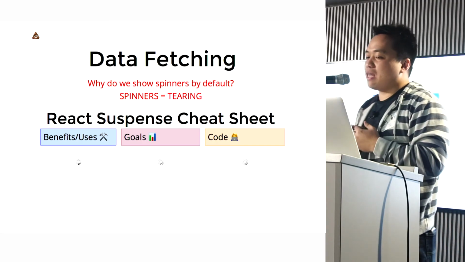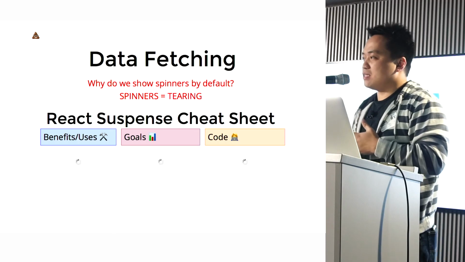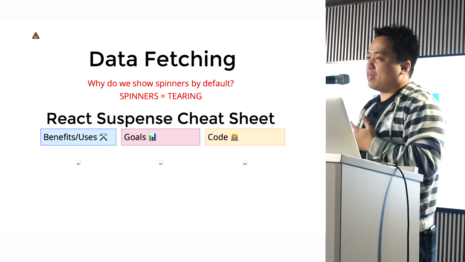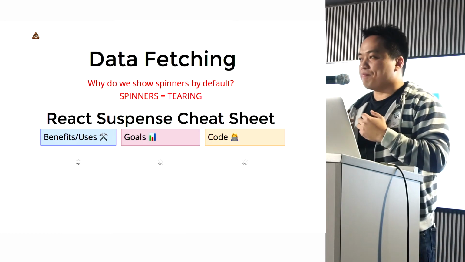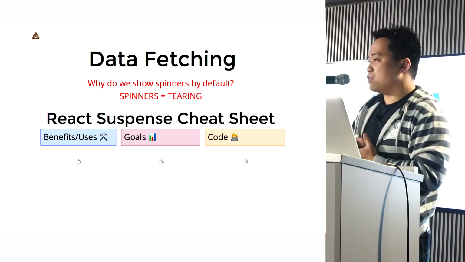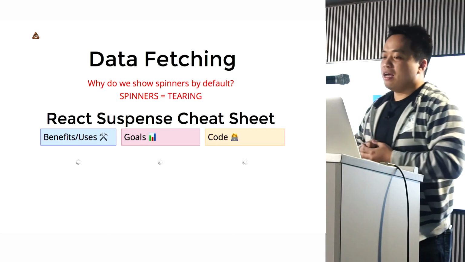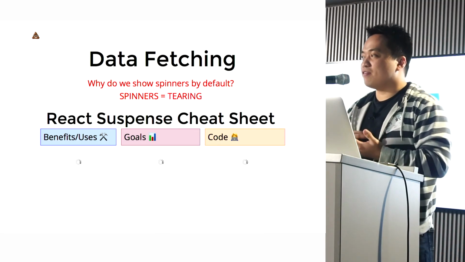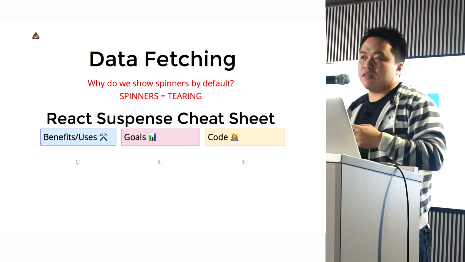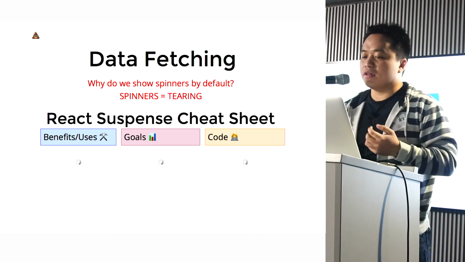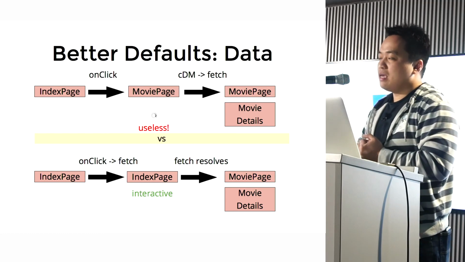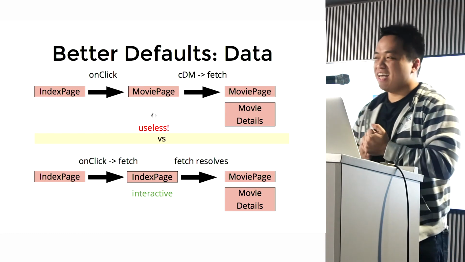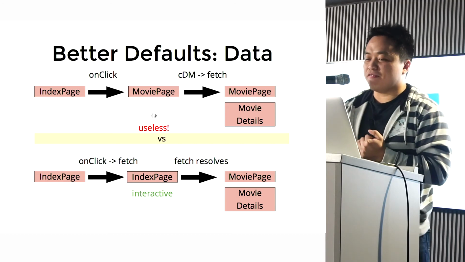So when we load apps, we often switch to pages without the full data there. Only when we land at the pages, then we pull the data. So that's the analogy that I'm trying to draw. Spinners equals tearing. So why do we show spinners by default, which is the question? Maybe there's an opportunity for a better default. That's, I think, the argument that the React team is implicitly making, and I'm making for them, I guess. So how do we implement better defaults?